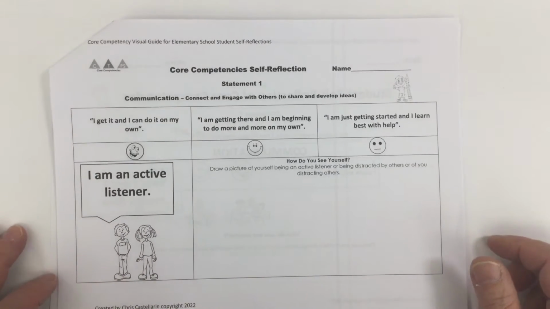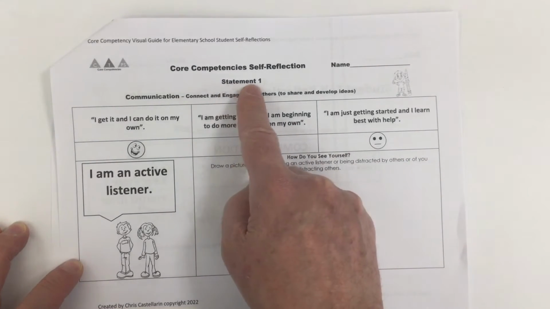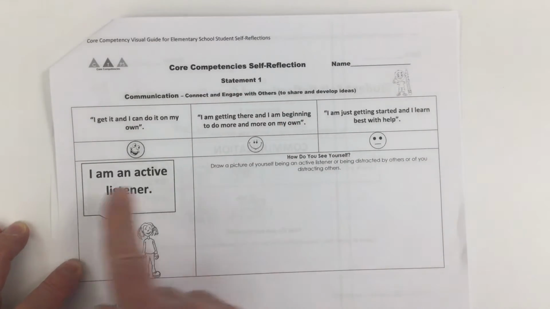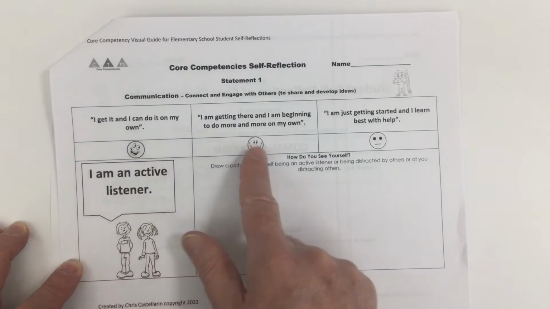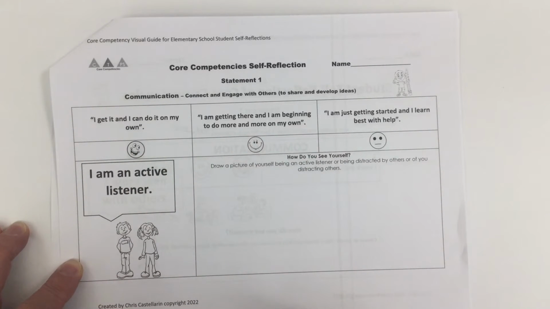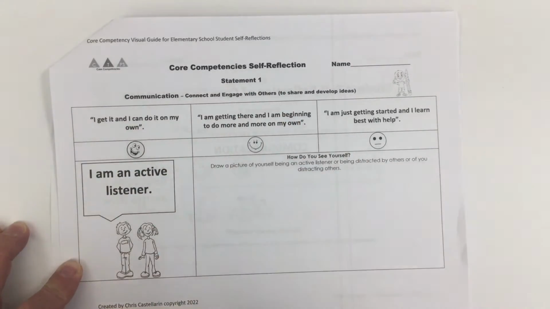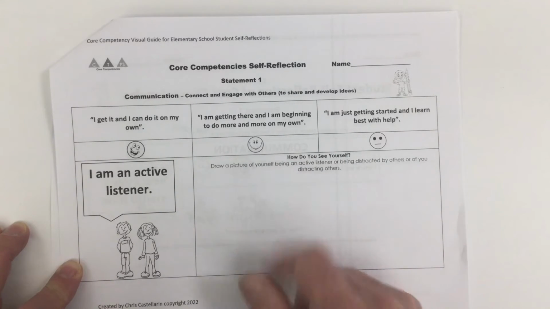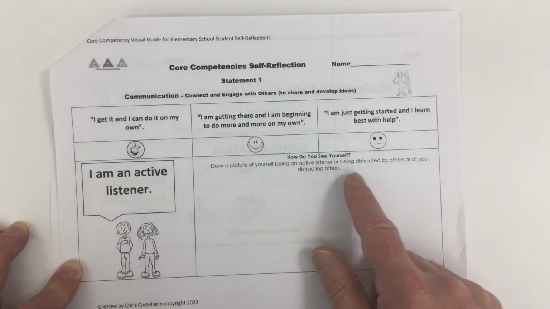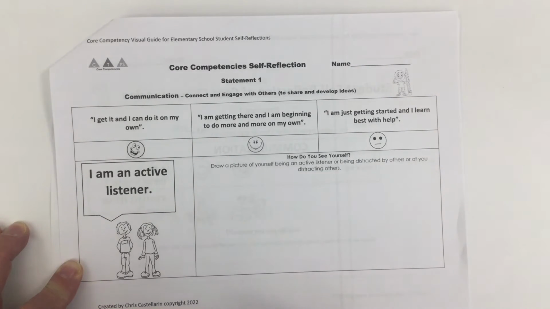The next page in the student workbooklet is also found on the online materials. Again, it matches up with Statement 1, the same statement, I am an active listener, and matches up with the 3-point scale emoji faces. Again, online there'd be the little buttons that you can press that read everything for you. This one here says, how do you see yourself? Draw a picture of yourself being an active listener, or being distracted by others, or of you distracting others.